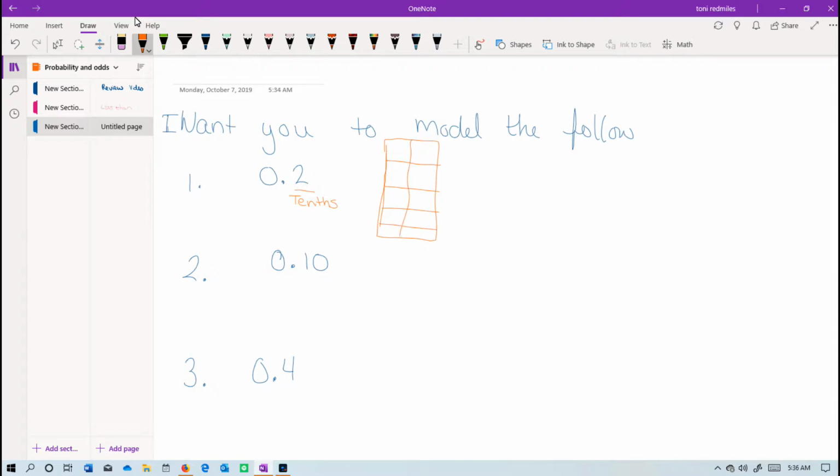So there's 10 pieces and 2 of them are colored in. It doesn't matter how you draw your 10 pieces, just as long as there's 10 pieces, and 2 of them are colored in, and this is less than 1. The whole thing is not colored in, so it's not 1 whole thing. In this one, you don't need the 0. You only need the 1, which is in the tens place.